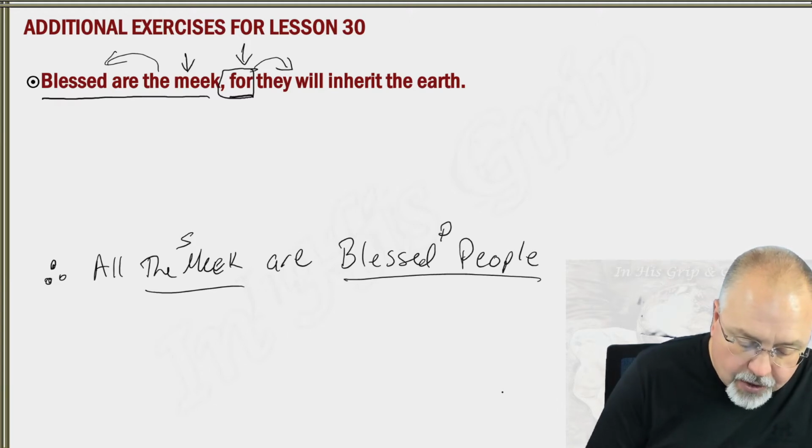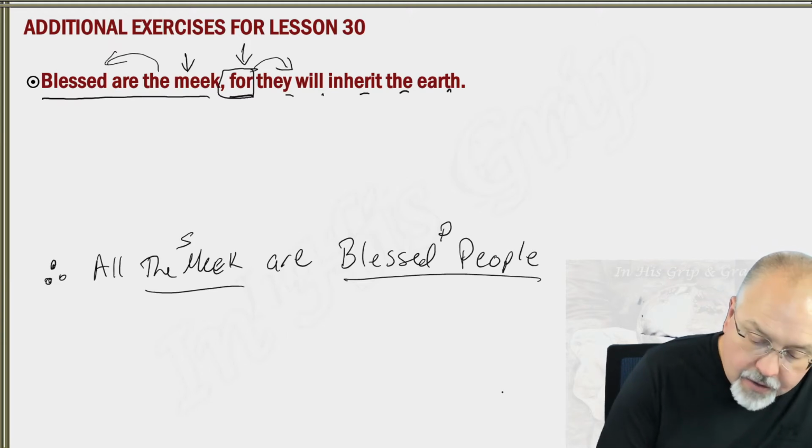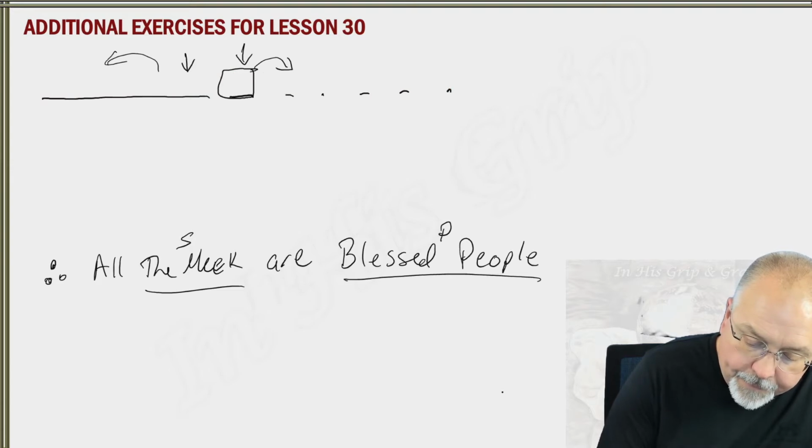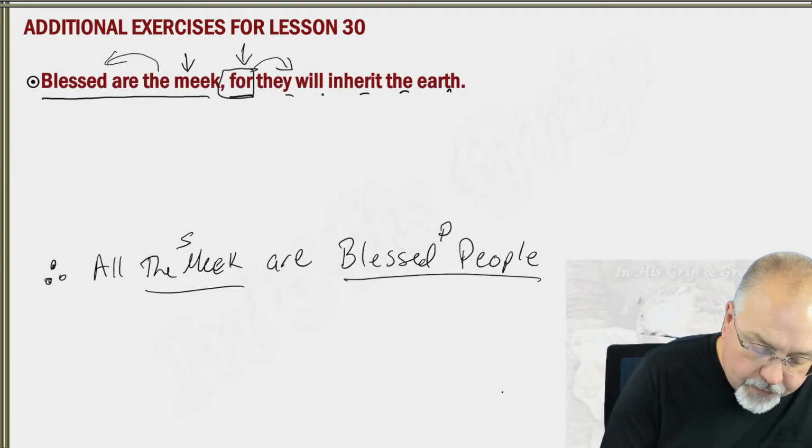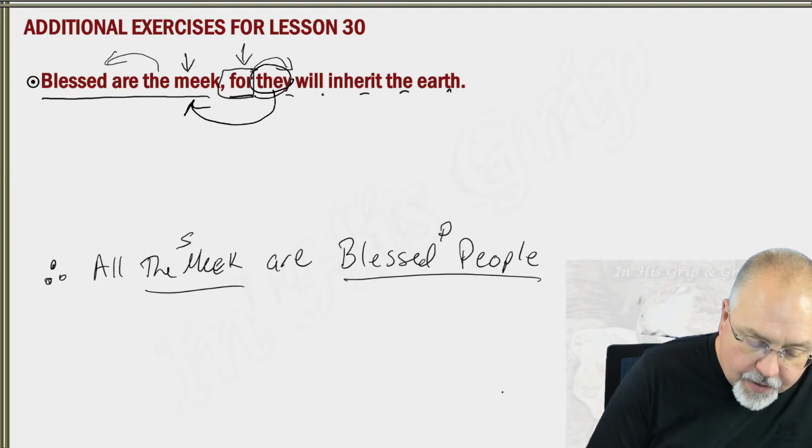So now when we look at "they will inherit the earth," let me change my colors. Okay, "they" refers to the meek, right? So this is "the meek will inherit the earth." So here we go. The meek is the minor term.